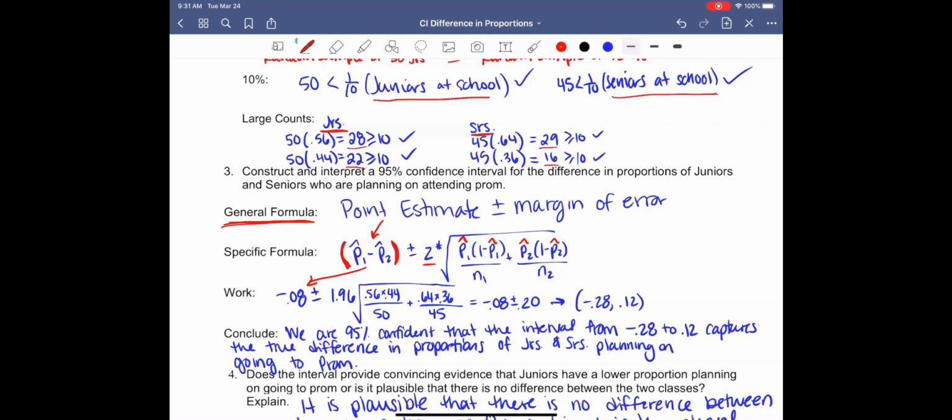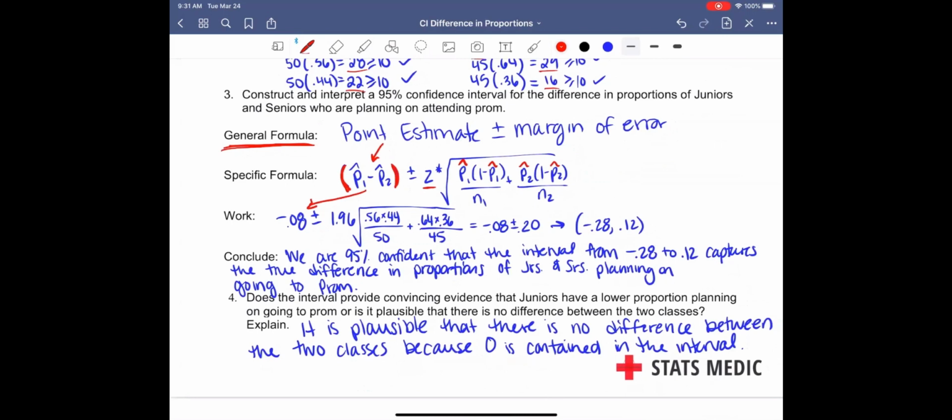And then I just went ahead and plugged all of that in. So I've got down here, again, my point estimate was negative 0.08. The z star for 95% is 1.96. Plugged in all of my values, and I got negative 0.08 plus or minus 0.20 as my margin of error for this final confidence interval of negative 0.28 to 0.12.